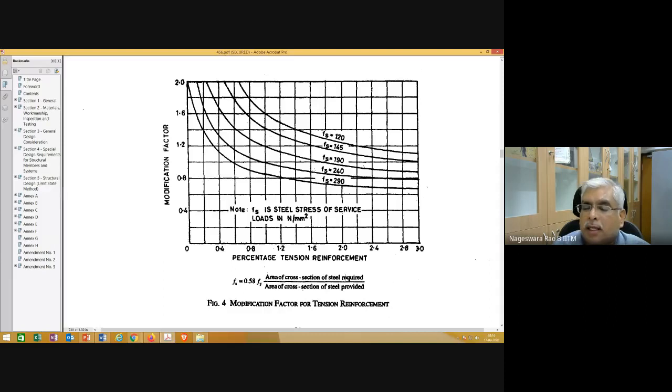Please note that this example is for illustration purposes. That's why the numbers are round, matching with the values given here. That is what is given in the question. So 1.6 is the percentage of tension reinforcement, and the Fs value for the steel Fe 415 is 240, as somebody reported. Now you read from this what this point corresponds to on this axis.